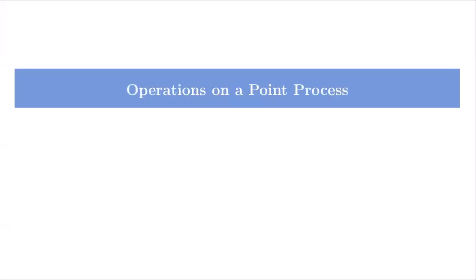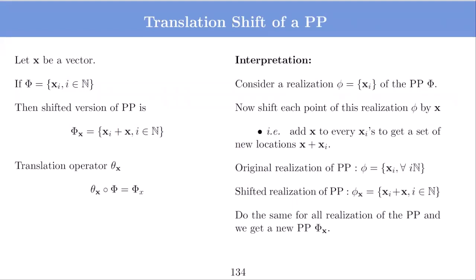Now we will look at some operations on point processes. So first one is the translation shift of a point process. Let x be a vector, and if point process phi is made from points xi, then the shifted version of this point process, which we denote by phi x, is xi plus x. So you take each point and you shift it by x. So the new point process you will get is the shifted version of the PP.